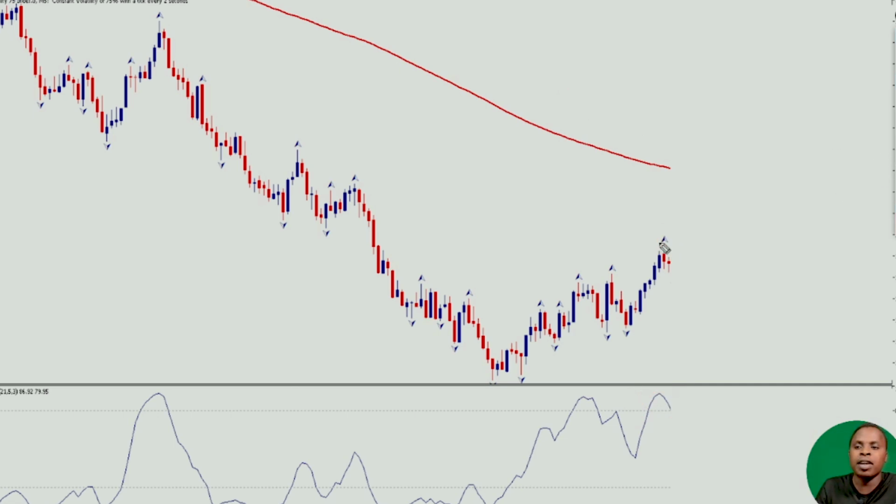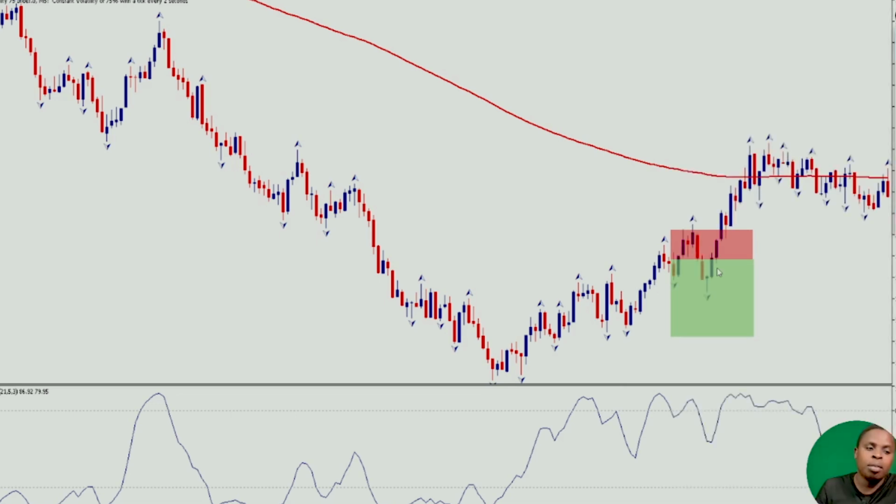When you see the up fractal, what are we going to do? We are going to place our sell trade, put our stop loss above the fractal, and then what happens next? The market, we lost this trade, right? And this is not the only trade that we lost. We lost this trade right here, and we could have again lost on this trade right here.